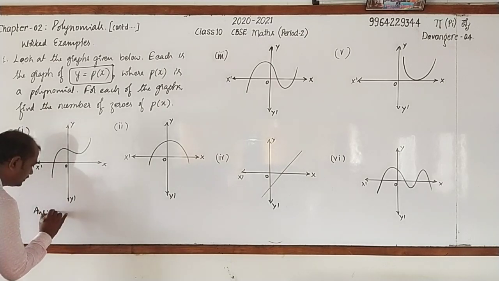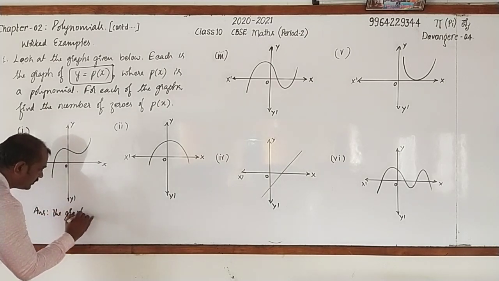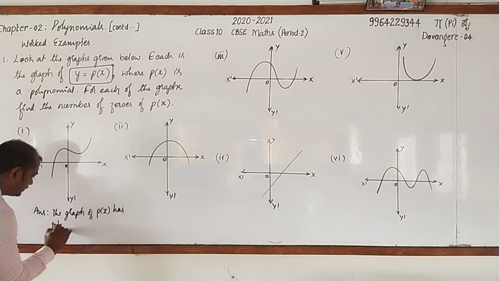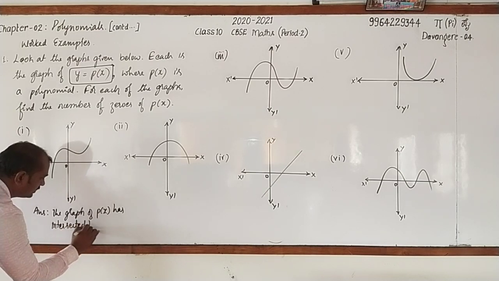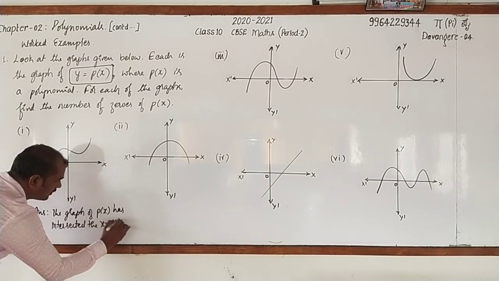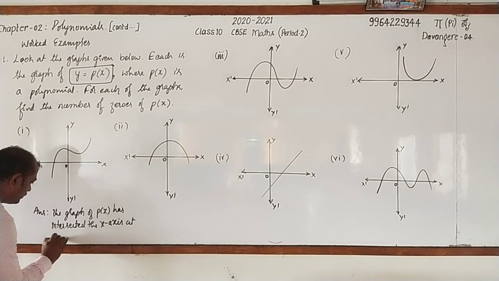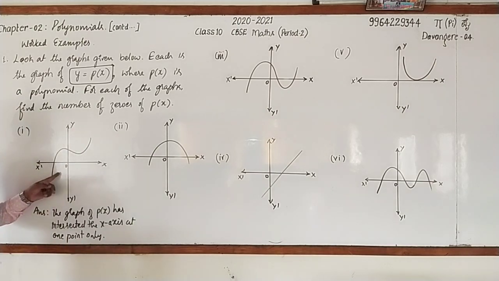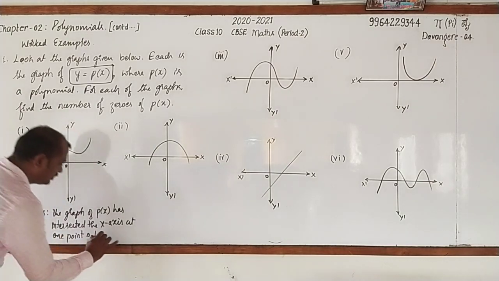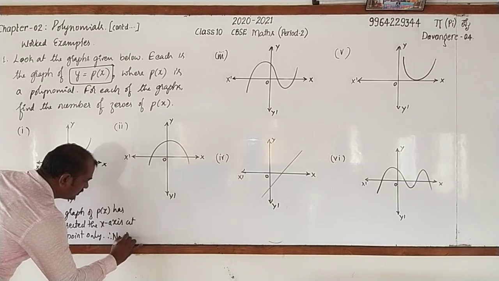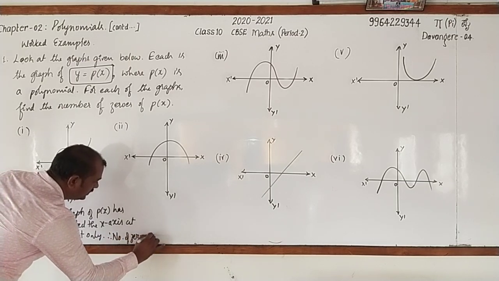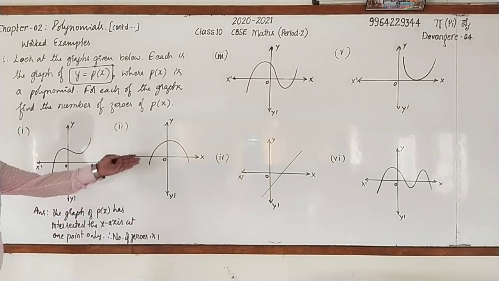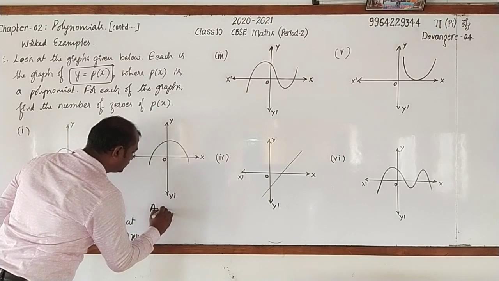Clear? Here I write. The graph of p of x has intersected the x-axis at one point only. Therefore, the number of zeros is 1. Clear? Next, for the first one only I have written in detail. From second onwards, I will go for writing it directly.